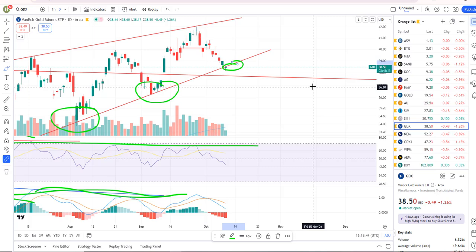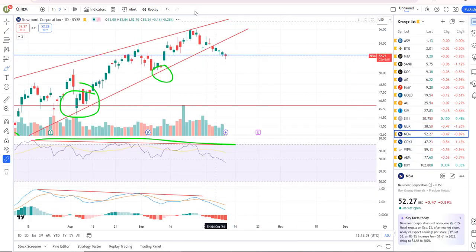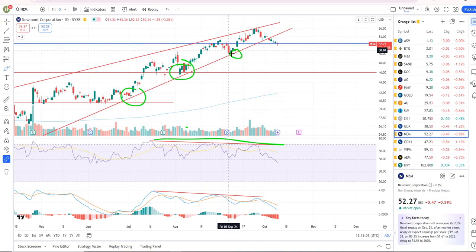I do think they're going to break, and you look and several of them have actually broken down. But because GDX is sitting here at support, they'll probably bounce a little bit. That's kind of what I'm seeing. And then you look at Newmont, this one has broken down.